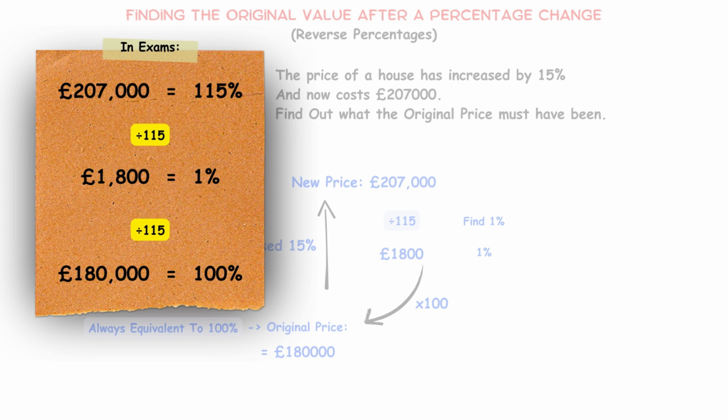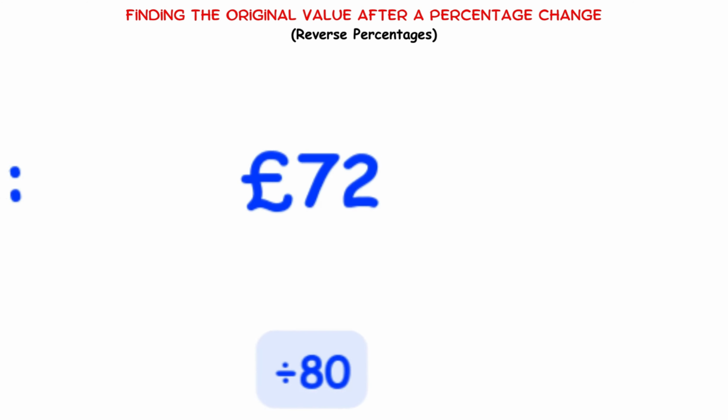So basically this technique, and in fact every example that we're going to look at in this video, is all about finding out the value of 1%, and once you find out what 1% is worth, you can use that to find out the value of any percentage that you want. And this way of doing it in the box here is basically the simplest way of showing your workings, and this is how I would write this question in the exams. Let's try doing this for another one.